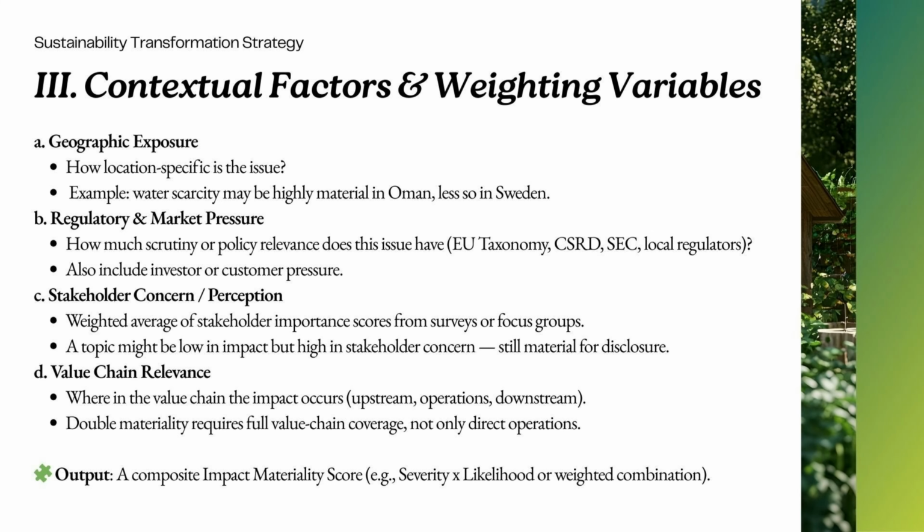The fourth factor is value chain relevance. Many sustainability impacts do not occur within a company's direct operations. They may arise upstream through suppliers or downstream through product use or disposal. Double materiality requires companies to assess sustainability issues across the entire value chain, not just within their own facilities. The more broadly an issue spans the value chain, the more weight it may carry in the assessment. Together, these contextual factors act as adjustment lenses. They do not replace impact and financial assessments, but they refine them.